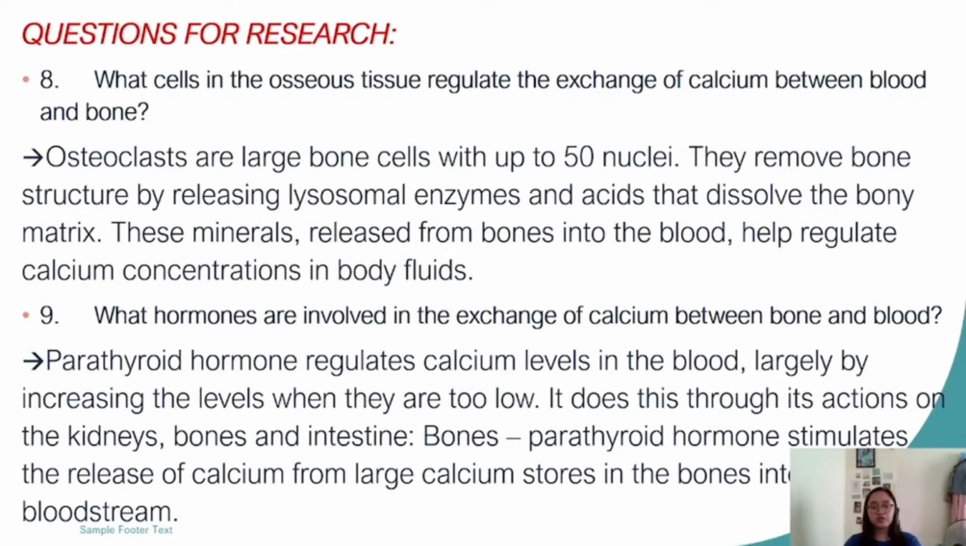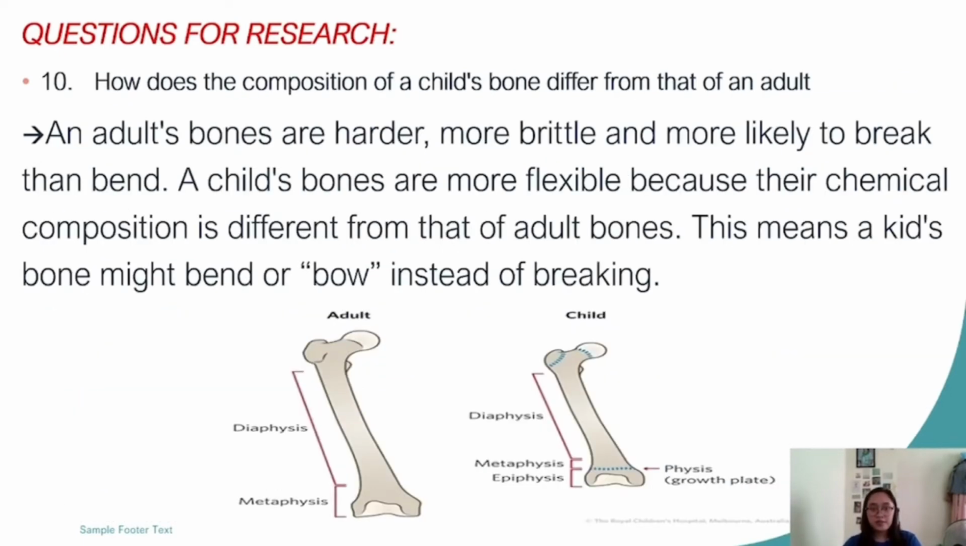Parathyroid hormone regulates calcium levels in the blood, largely by increasing the levels when they are too low. It does this through its action on the kidneys, bones, and intestine. Bones: parathyroid hormone stimulates the release of calcium from large calcium stores in the bones into the bloodstream. Number 10. How does composition of the child bone differ from an adult?